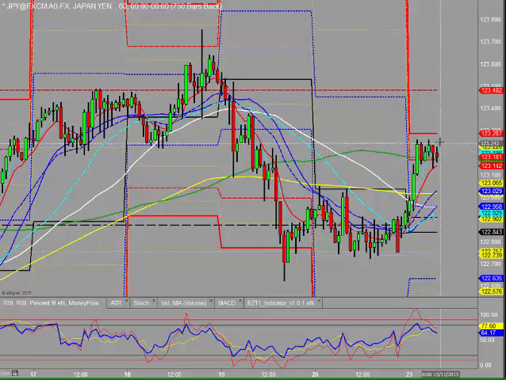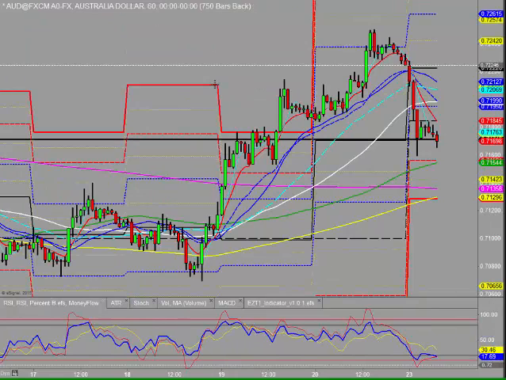It's right up near, not far from its R3, which may contain it. And plus, we've got the weekly pivot being almost kissed there, but weekly and daily pivots below. So again, a statistical move down in this particular case. Aussie dollar.